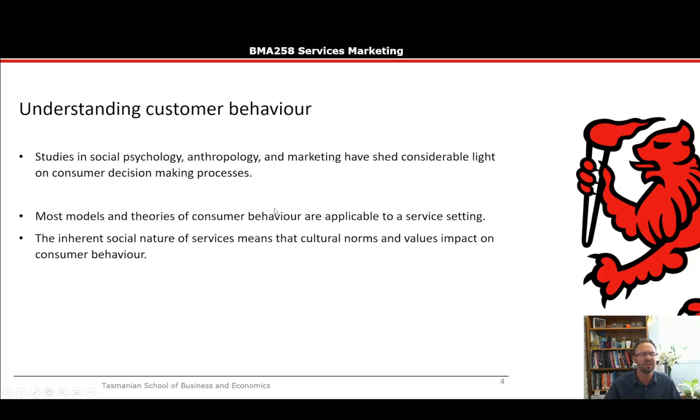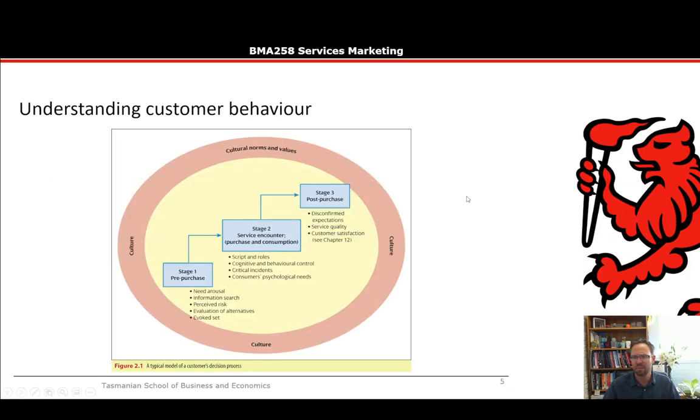So first of all, let's look at understanding customer behaviour. Studies in social psychology, anthropology and marketing have shed considerable light in recent years on consumer decision-making processes. Most of these models and the theories that we develop from research about consumer behaviour are applicable in a service setting. The inherent social nature of services means that cultural norms and values impact on consumer behaviour to a large extent. In looking at that, we've got this simplified model of understanding customer behaviour, which is a 3-stage model.